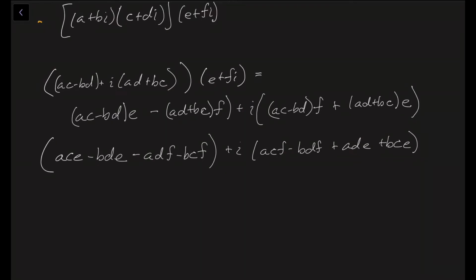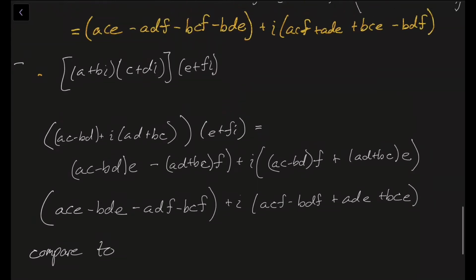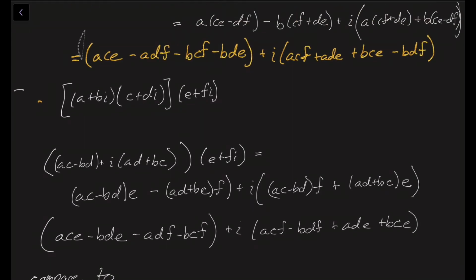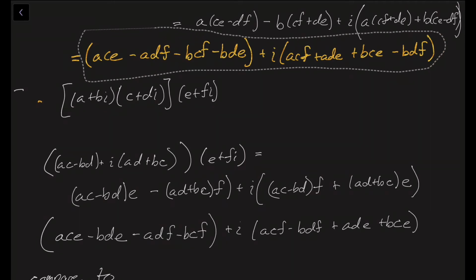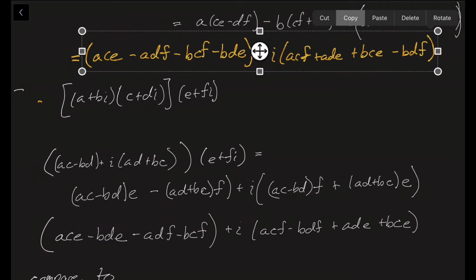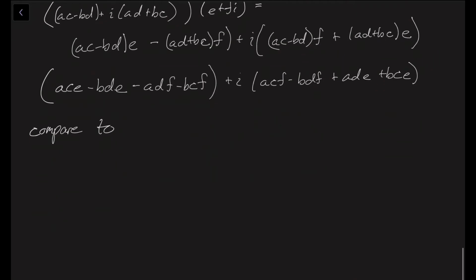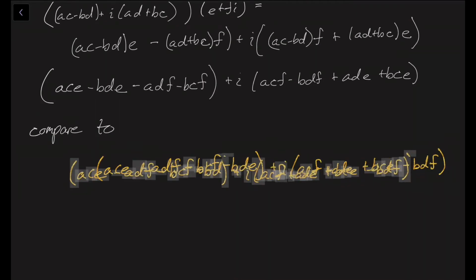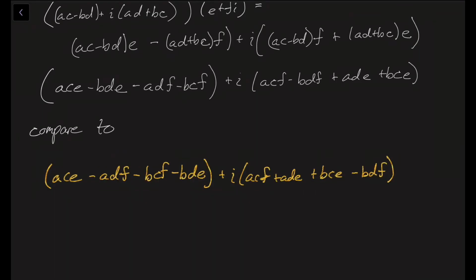Okay, so once we've multiplied them both out, let's compare the left-hand side to the right-hand side, or one product to the other product. So I'm just going to copy what we had and paste it below, and we're just going to match up terms. So we see ACE match, ADF matches, BDE and BCF, as well as their signs.